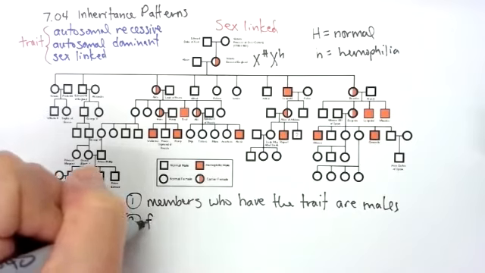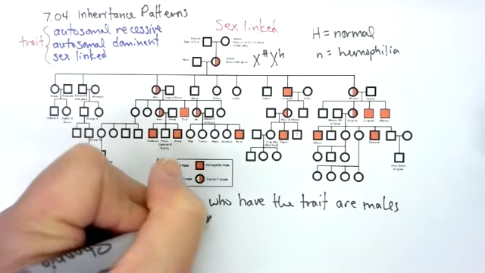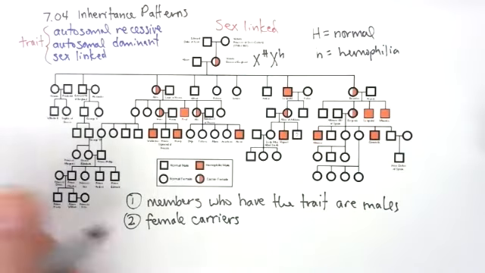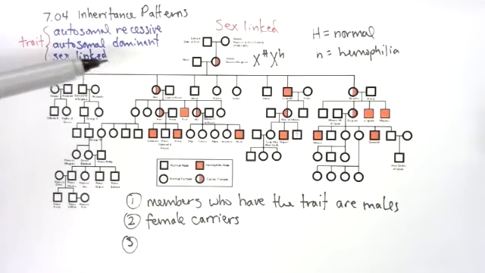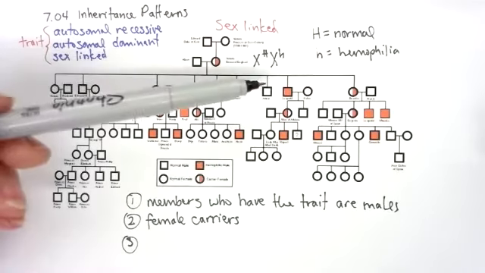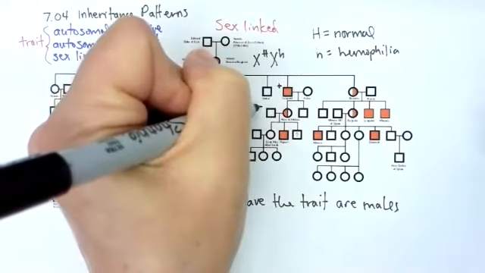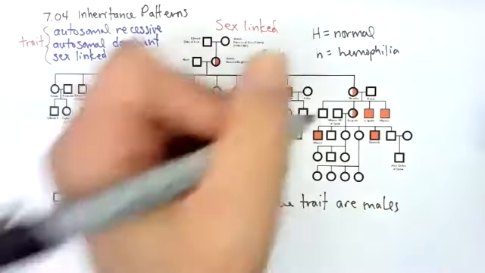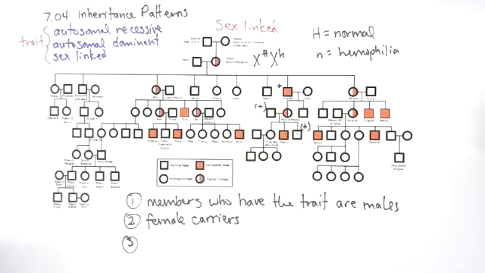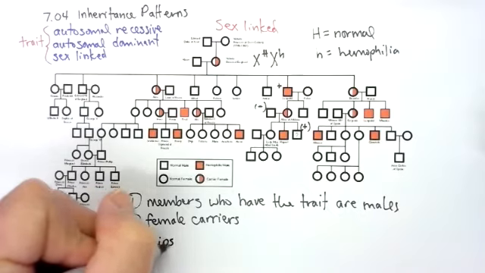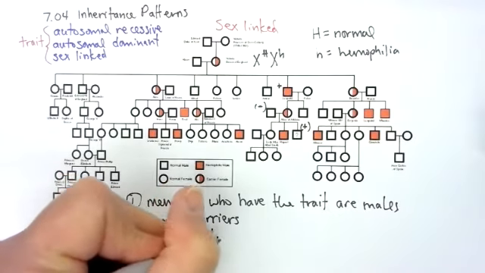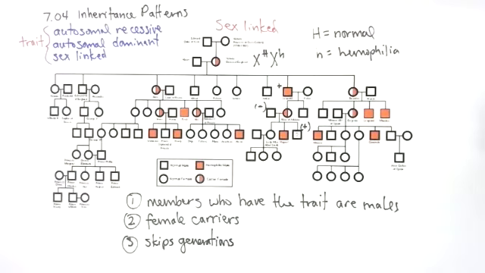2, we have female carriers. And 3, look what happens. So if you look at an individual family, we have a father that has it, and then nobody in this generation. So here we have a positive, he has hemophilia. But then in the next generation, we're negative. Nobody in this generation has it. And then we come down to this 3rd generation again, and we're positive. The other thing about a sex-linked trait on a pedigree is it skips generations.